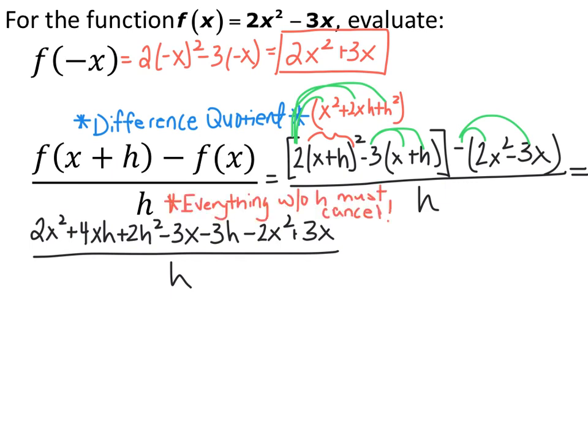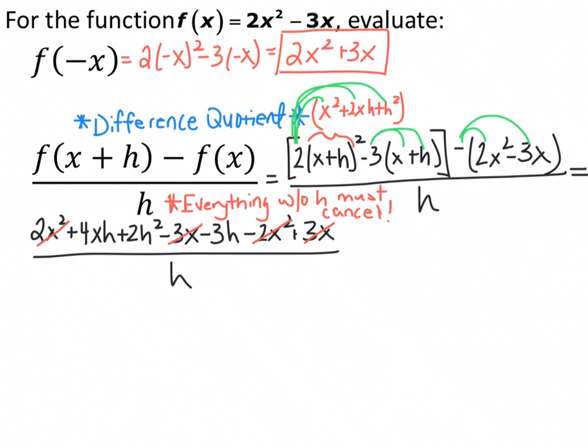So now at this point, you'll see some things will start to cancel. The rule of thumb is everything without an h must cancel. If something without an h isn't canceling, you did something wrong. Every single one of these problems, everything without an h has to cancel. So if we look at this here, we have a plus 2x squared and a minus 2x squared. We have a minus 3x and a plus 3x. Everything else has an h in it. So again, everything without an h has to cancel.